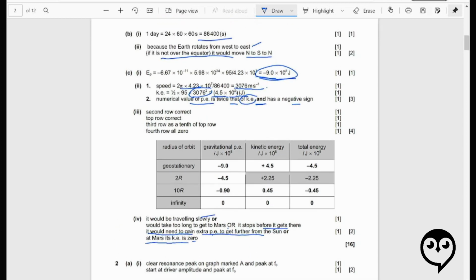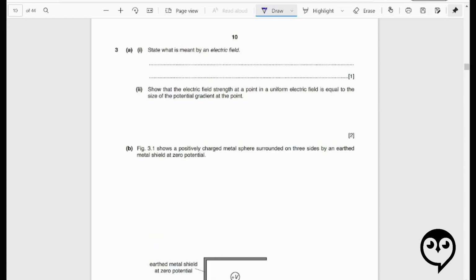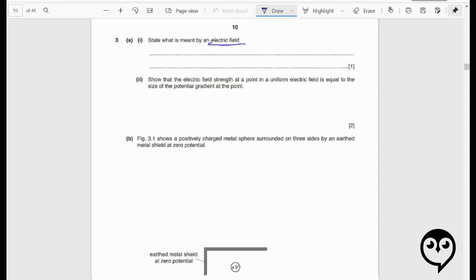Let's get back to, let's see here. So, second row correct, top row correct, third row as a tenth of top row, fourth all 0. Good. So, I think we've got that. This is what we had. Okay. So, these add up to give us this. These subtract to give us this, and this is 1/10. Okay, same paper. Electric field is an area where a charge experiences a force.